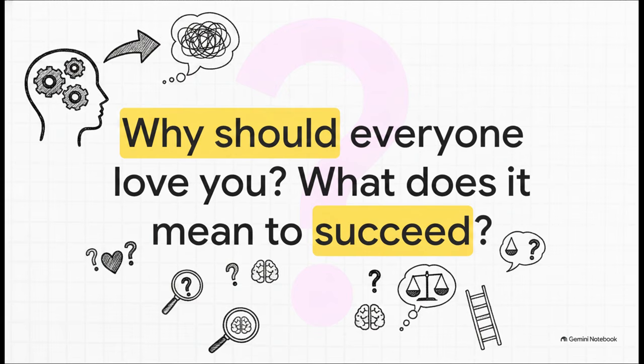Instead, they will ask things like, why should everyone love you? Or what does it actually mean to you to succeed? This non-threatening disputation forces the client to look at their own thoughts objectively. Ultimately, the client actively challenges their own dysfunctional schemas and realizes their own cognitive distortions.